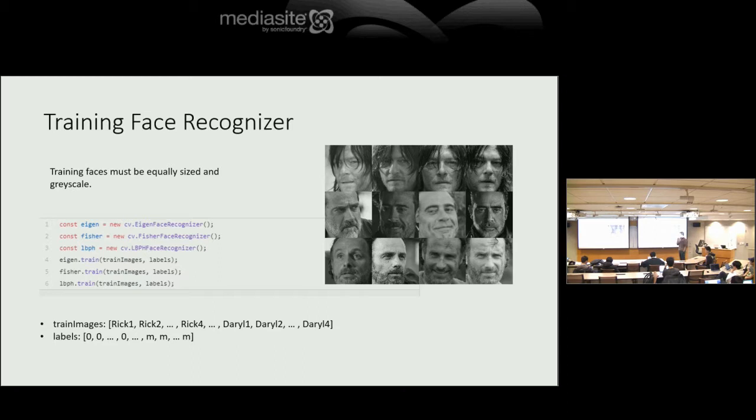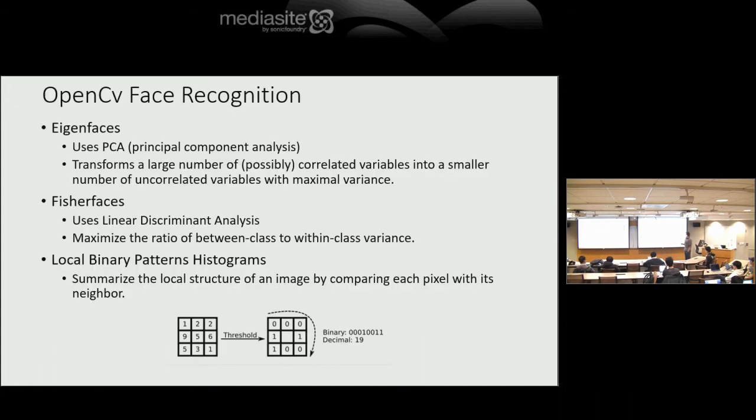So the first three are different algorithms for doing this construction? Yeah, these are the three algorithms for recognition that I'll talk about next. So you just feed in multiple images of the same person, and you give them a label saying what person it is. All right, so these are the three algorithms that OpenCV has.